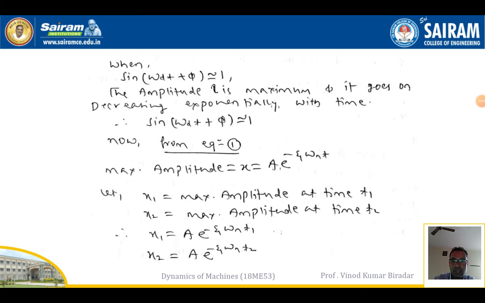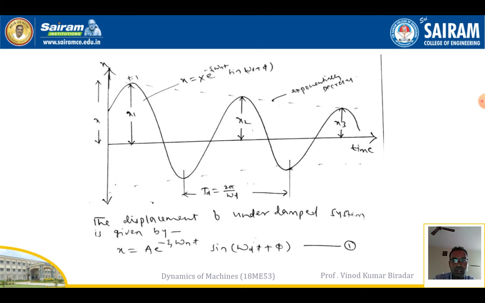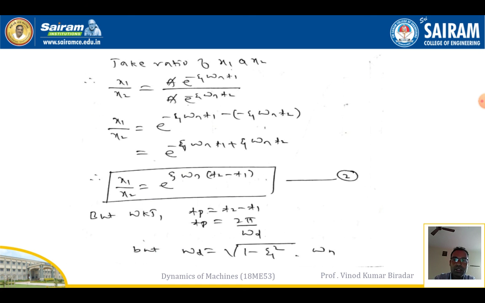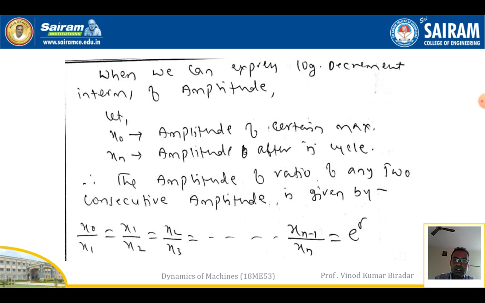And one more thing you have to remember: the displacement of an underdamped system is given by, and this is very important, x is equal to A e to the power of minus zeta omega n t, sin of omega d t plus phi. This is the general equation we are going to use to solve for the underdamped system, and while solving problems on underdamped system vibration you are going to use this formula. You have to remember this; there is no way to derive this equation here.